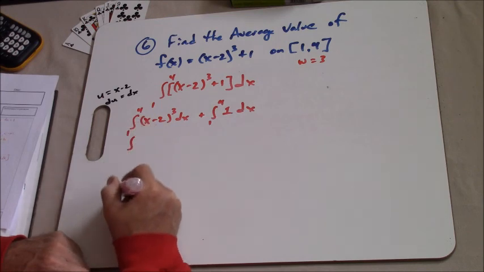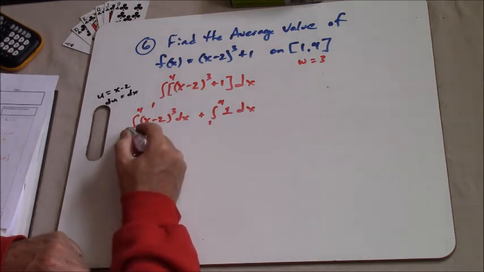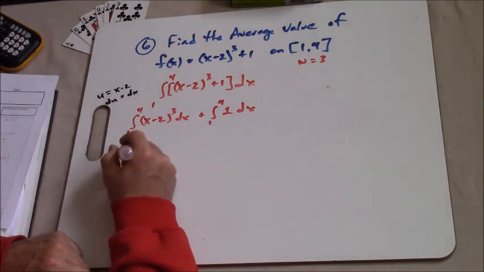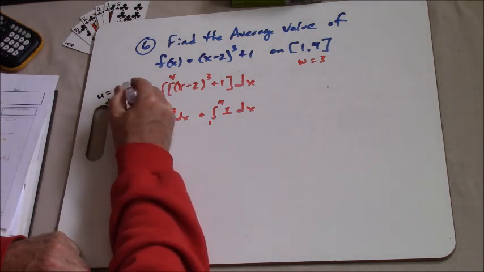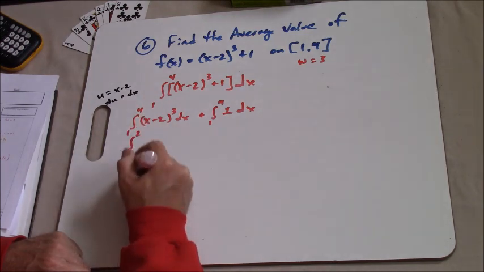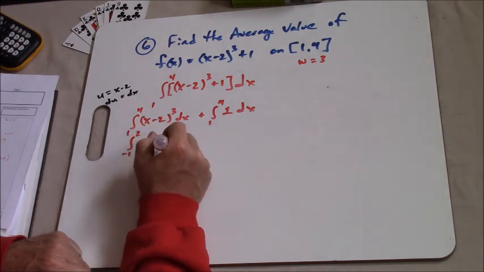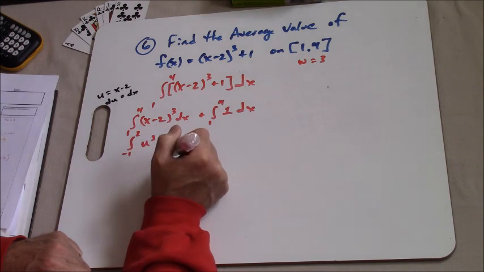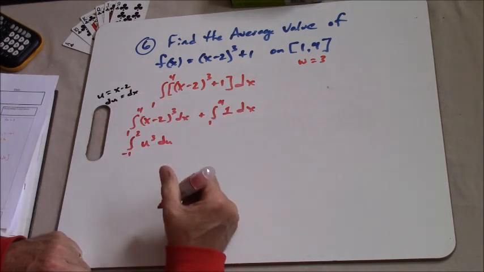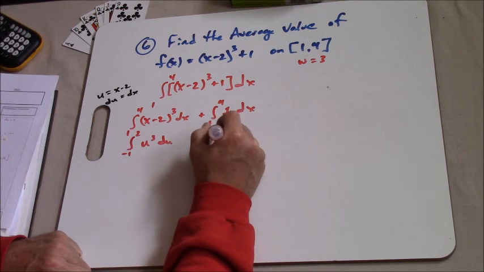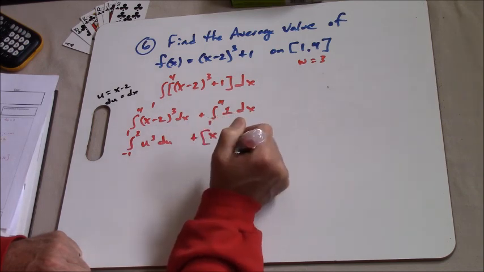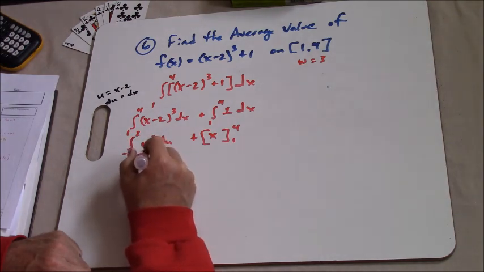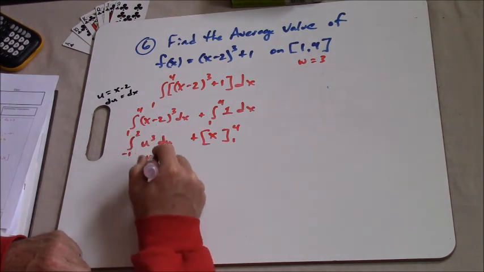So my integral, when x equals 1, if I do 1 minus 2, that's a negative 1. When x equals 4, 4 minus 2, that's 2. So now I've got u³ du. Now I don't have to go back and substitute any of this stuff back in. Over here I just get x evaluated from 1 to 4. This will be u⁴ over 4, evaluated from negative 1 to 2.